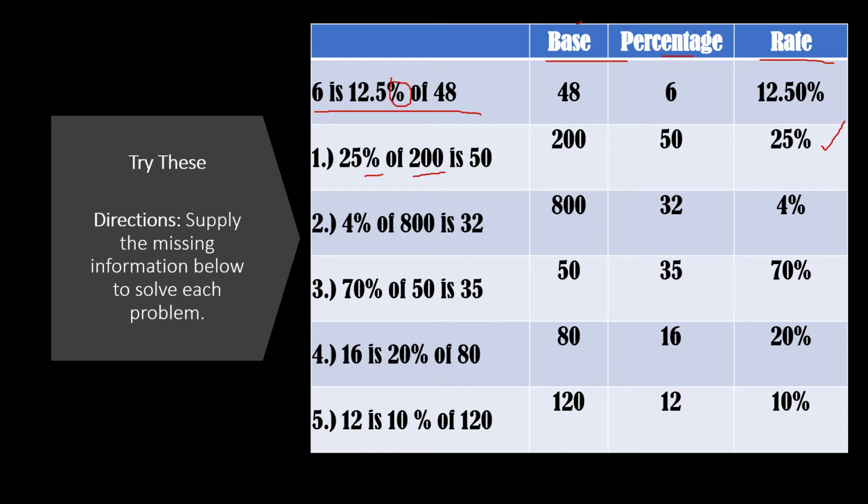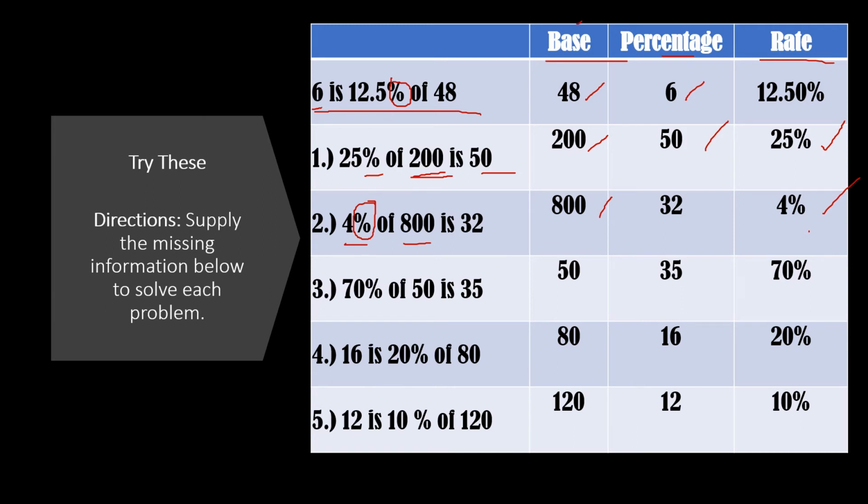The base is the biggest amount or the biggest number in the given problem. So 25% of 200 is 50. The bigger one is 200, so that is the base. Here, the bigger number is 48, and this one is the percentage. Here, the smaller number is the percentage. Okay? Number 2, you can see this one has a symbol of percent, so this is the rate. And this one, the bigger number, that is the base.